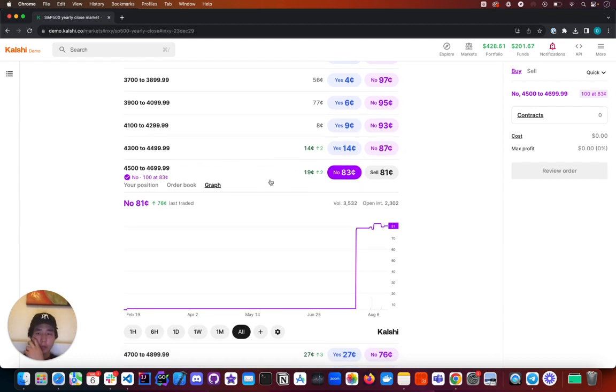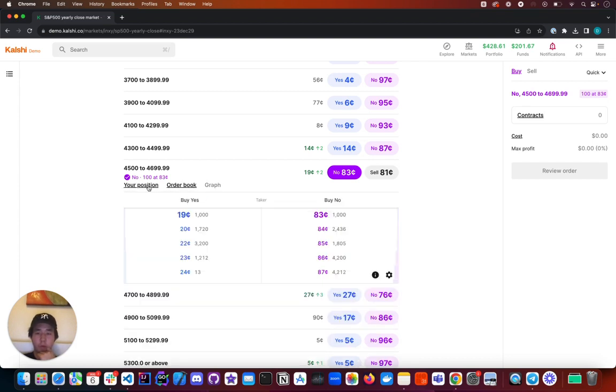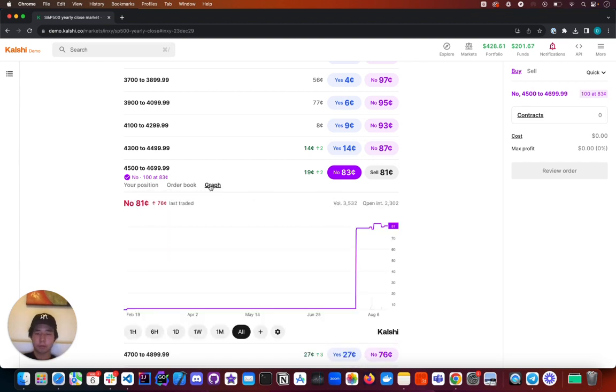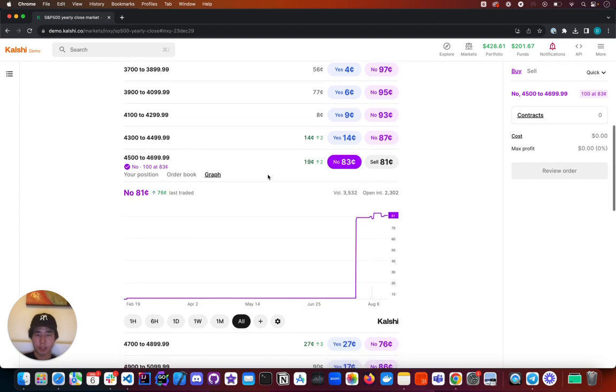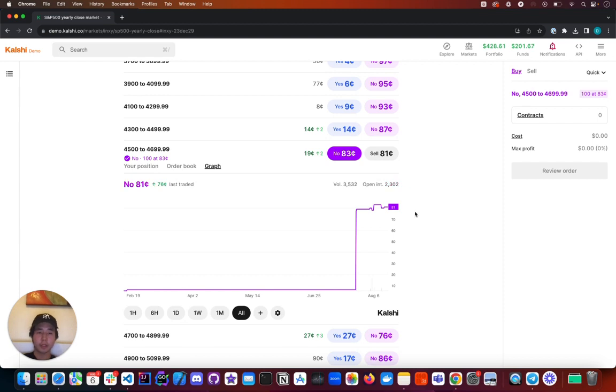The first thing I'd like to walk through is the graph view. So if you're on the order book view or the position view, please toggle over to graph, and you'll see this exact display. And what this chart will show you is how the price of yes or no within this strike has fluctuated over time. So the graph right now is showing the price of no and how it's fluctuated over time, which really has not fluctuated much at all. It was at 83 cents just on August 1st, but now it's at 81 cents.